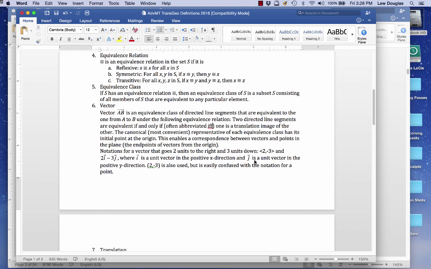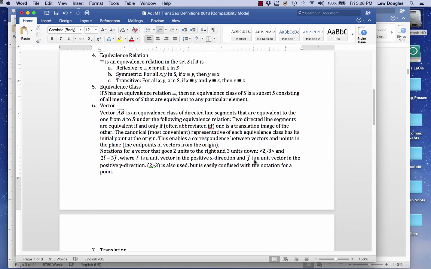The canonical, which means most convenient, representative of each equivalence class has its initial point at the origin. And if we think of vectors with initial point at the origin, then that enables a correspondence between vectors and points in the plane. Okay, the endpoints of vectors from the origin. That's the correspondence. So if we make the initial point the origin, then the endpoints specify each vector.